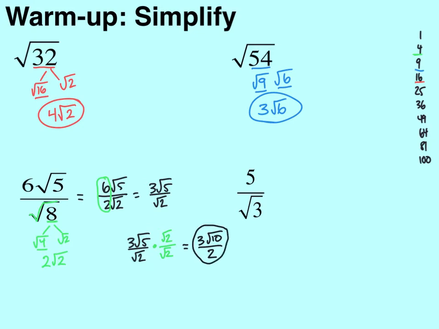Then moving on to our last one here. Again, there's a radical in the bottom, but I cannot simplify the square root of 3. So I'm going to rationalize it. Again, multiply the top and bottom by the square root of 3. Then I'll end up with 5 square root of 3 over 3, and that's as simplified as that one can get. So quick review there of radicals, because we're going to need those today.